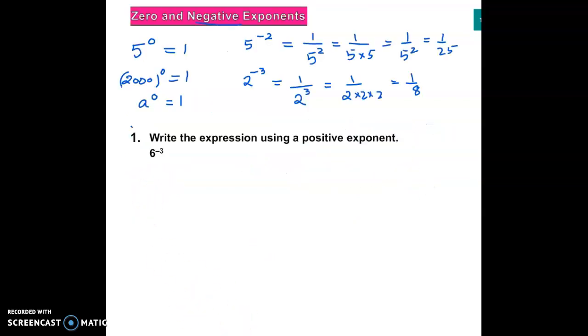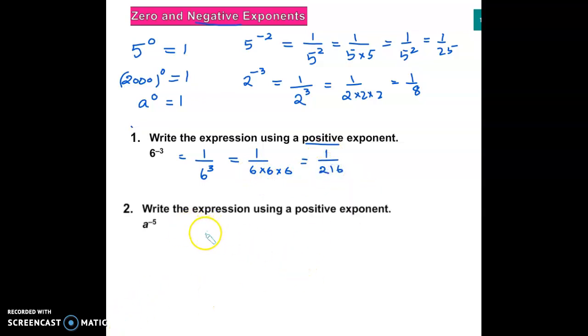Now let's try some practice questions so that way you get a really good idea on this one. So 6 to the negative third exponent, so I can write it 1 over 6 to the positive third exponent. So that's how we make it a positive exponent, because in the question they're asking for a positive exponent. But 1 over 6 cubed means 6 times 6 times 6, which is going to be 1 over 6 times 6 is 36, times 6 is 216.